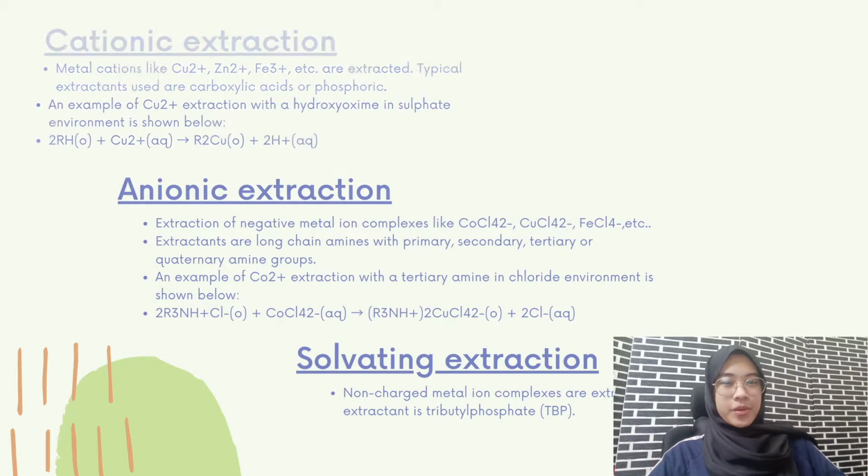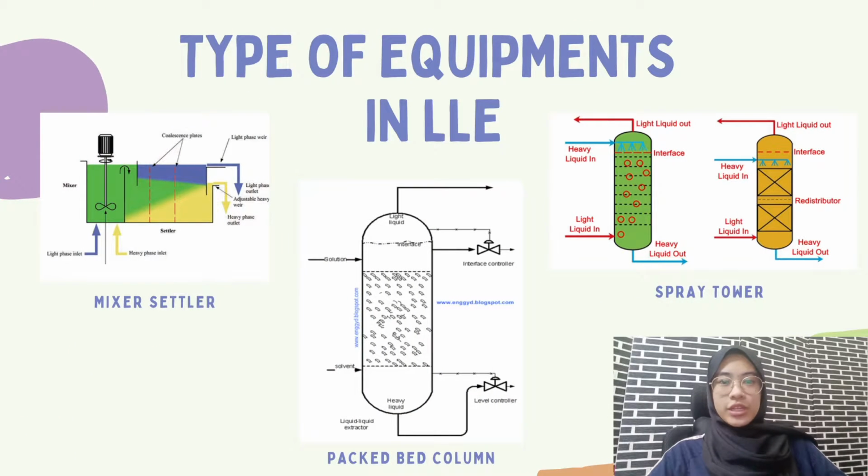There are several types of equipment in liquid-liquid extraction. The first one is the mixer settler. Mixer settlers are widely used because of their reliability, operating flexibility, and high capacity. The second one is the spray tower. It is an inexpensive control device primarily used for gas conditioning, cooling or humidifying, or for first stage particle or gas removal. The third one is the packed bed column. It is more suitable for handling foaming systems.